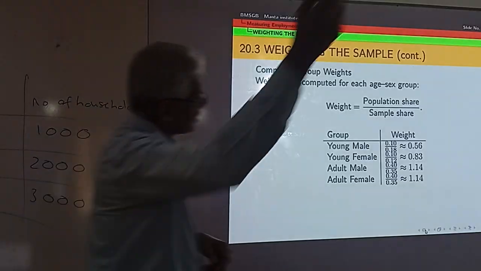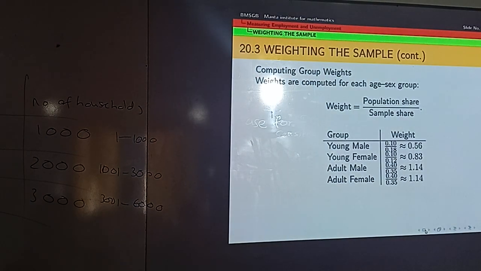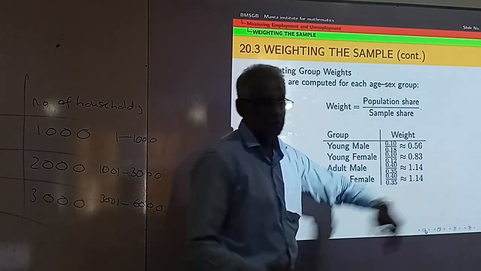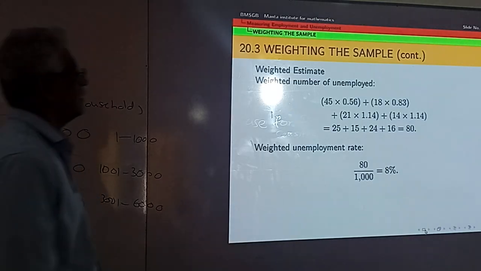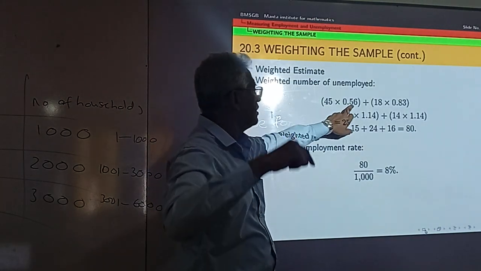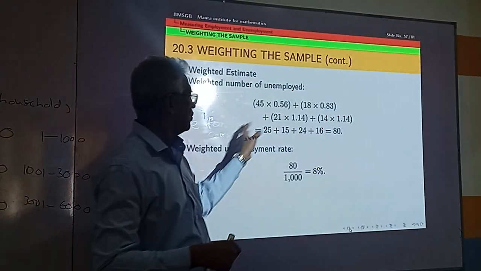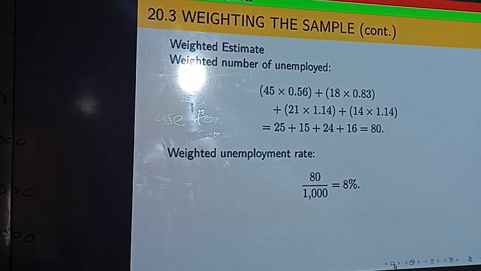Then the 45, the number of unemployed, is multiplied by the first weight. You multiply the second one by its weight and so on. So 45 is the number unemployed in that particular group, and this is its weight. And 18 is the number unemployed in that second group, and this is its weight. So this is the weighted sum. If you want the total number of unemployed in the sample, this is the weighted total.